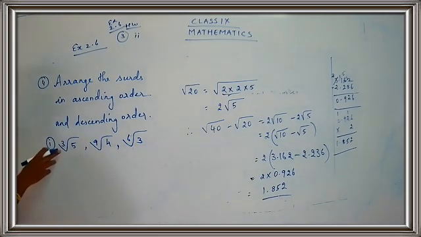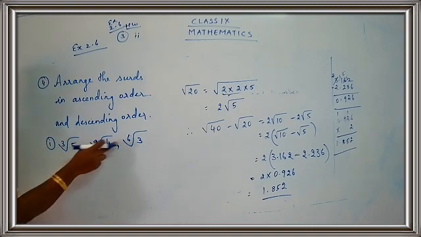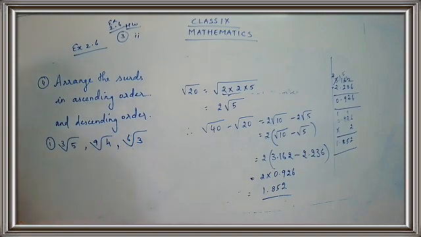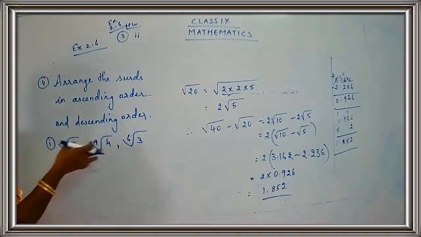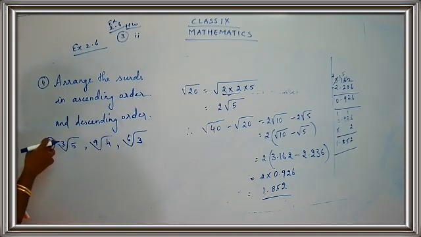So read it carefully, children. How to read this? Cube root of 5. This is ninth root of 4. This is sixth root of 3. So now we cannot just arrange the surds by looking at the radicand or by looking at the index. We have to make the same index.